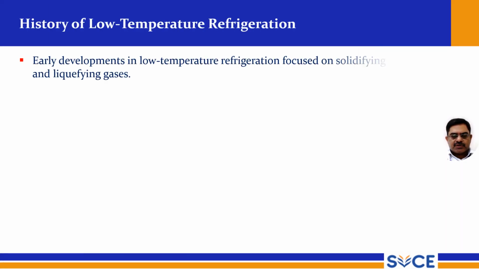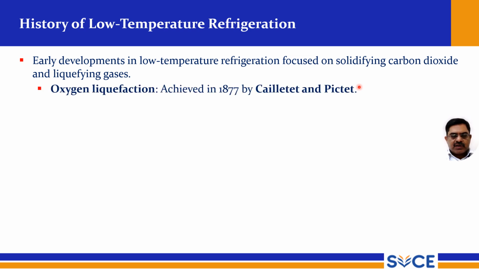So history of low temperature refrigeration. Early developments in low temperature refrigeration focused on solidifying carbon dioxide and liquefying gases. So this is the earlier usage, and where the low temperature refrigeration came into picture. And then oxygen liquefaction. So it actually came into picture in the year 1877 by Cailletet and Pictet. So Cailletet and Pictet, these are the two scientists who achieved this oxygen liquefaction.